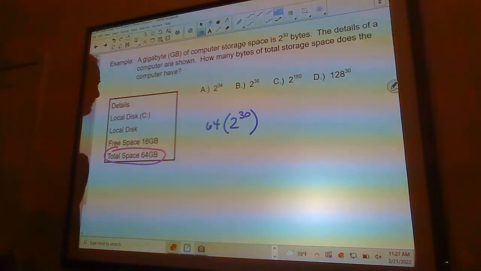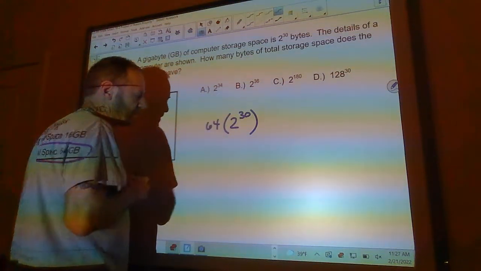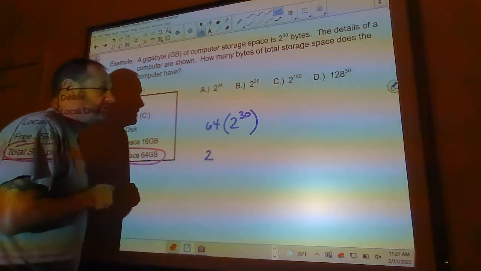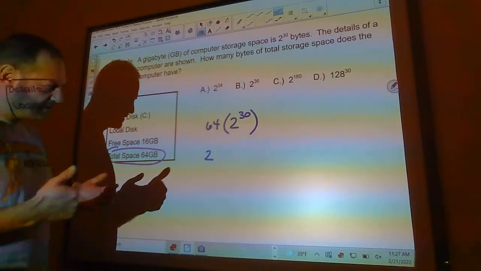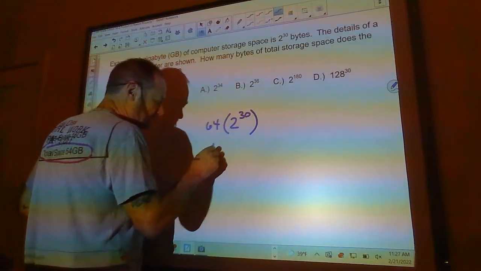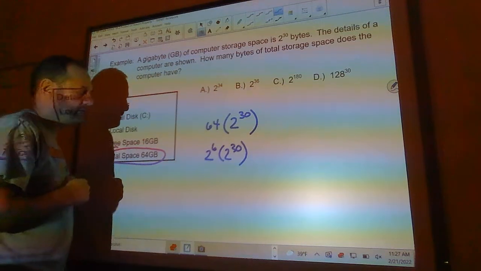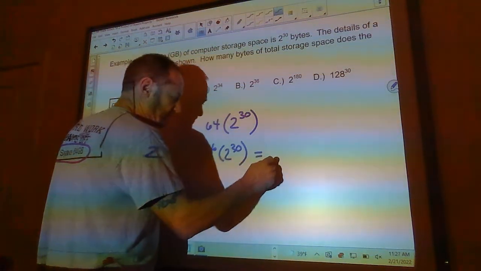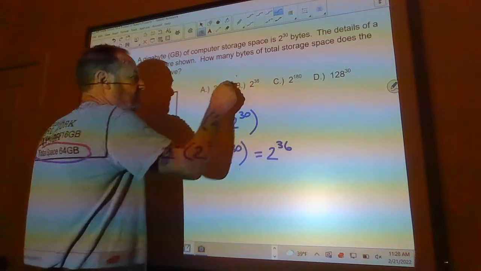So what do I do? Well, here's what I do is I look at this. 64 is a power of 2. Let's see. 2, 4, 8, 16, 32, 64. So it's 2 to the 6th power times 2 to the 30th power. Now remember, when I do this, I add the exponents, so this is 2 to the 36th power. Hey, that's b right there.